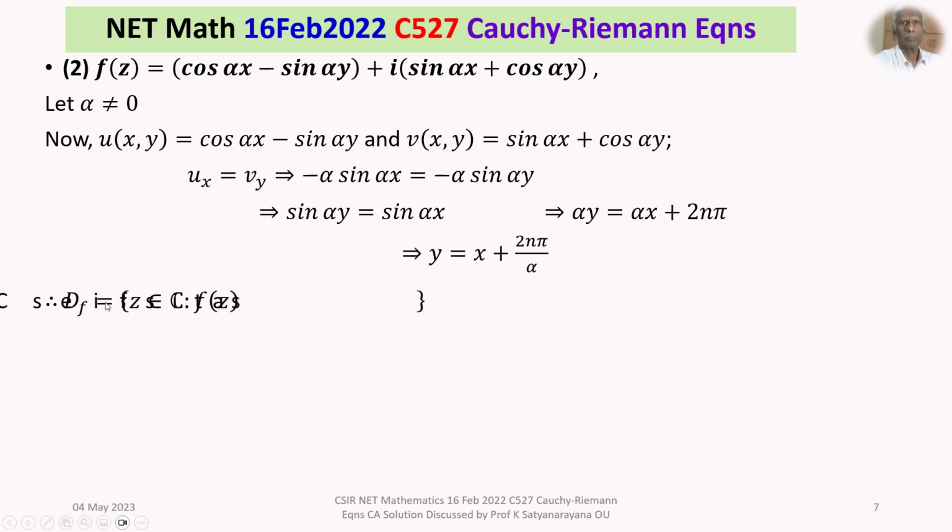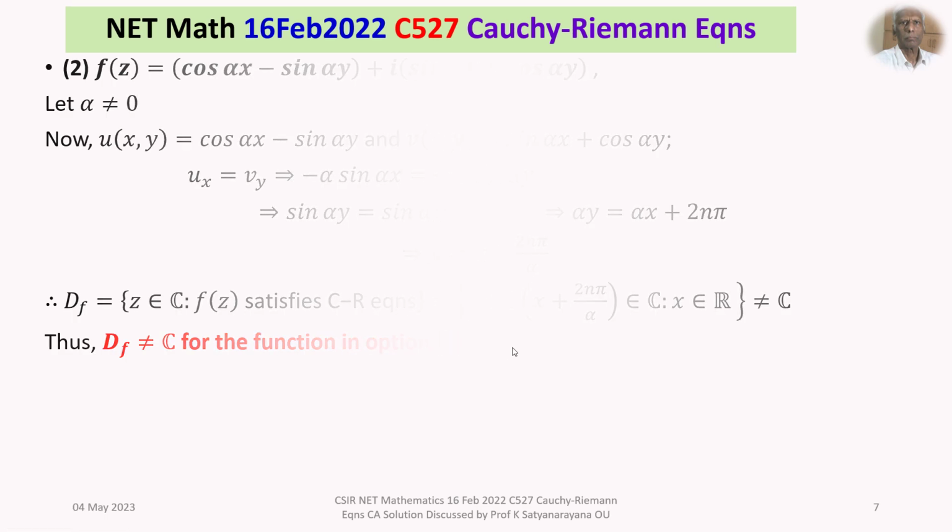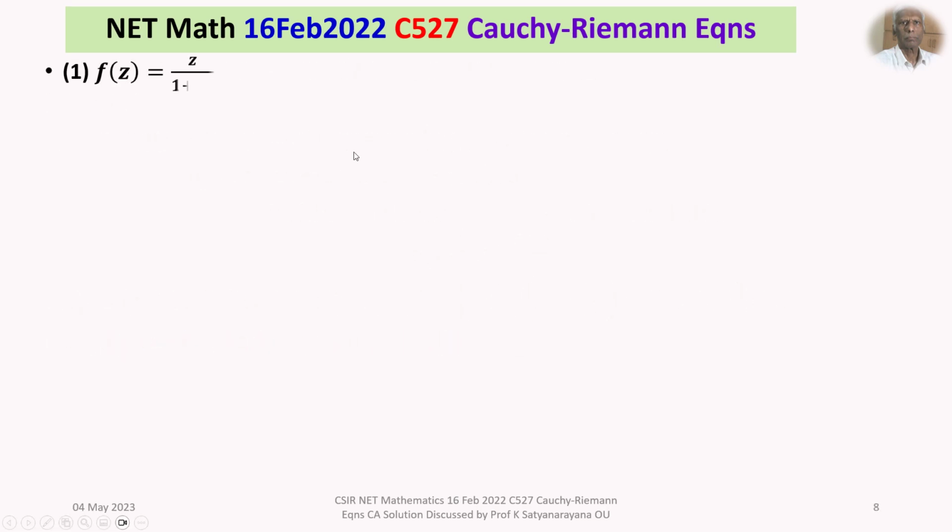So D_f is the set of all x + iy, where y is x + 2nπ/α, belongs to C, where x belongs to R. So at these points only the Cauchy-Riemann equations are valid, which is not equal to C, and hence D_f is not the whole of C for the function in option 2. Move to the next option, option 1.